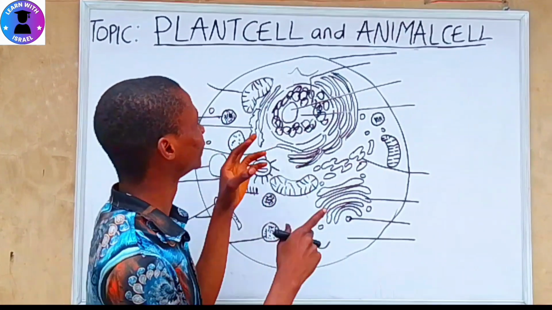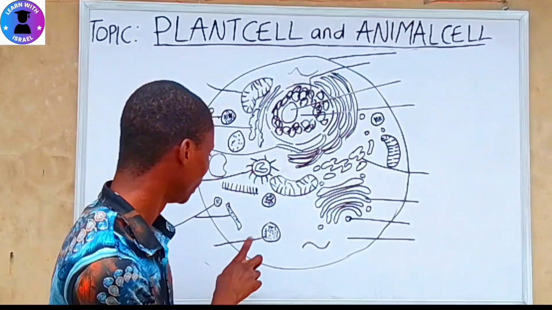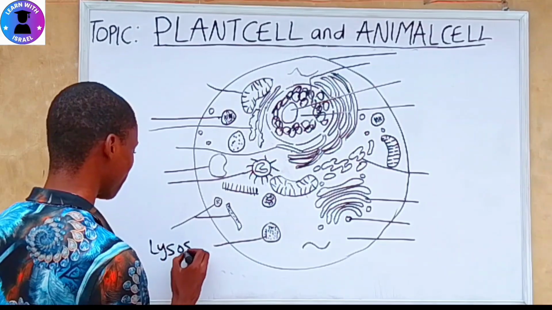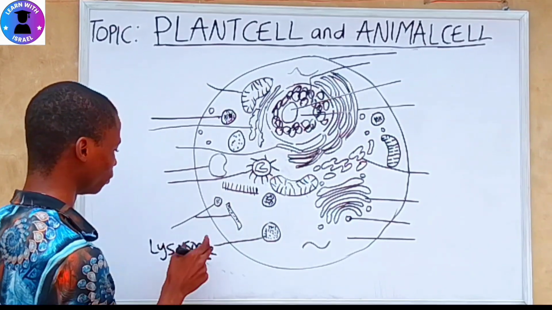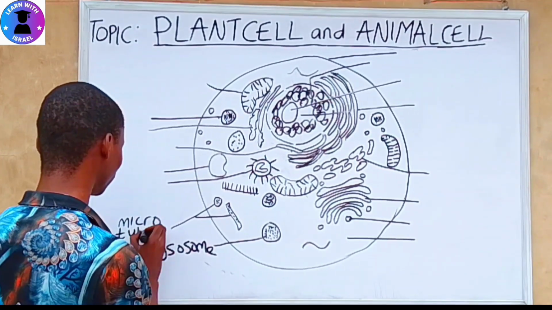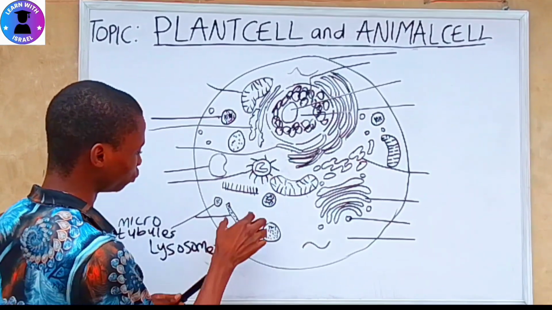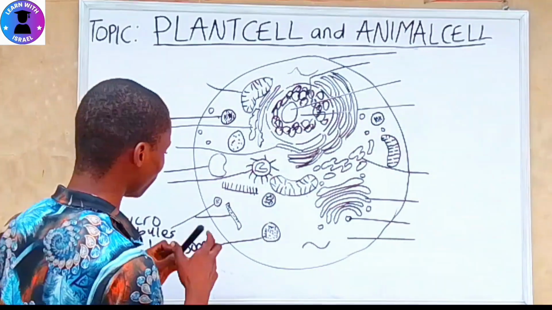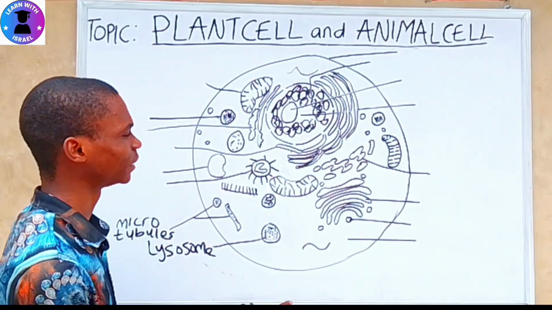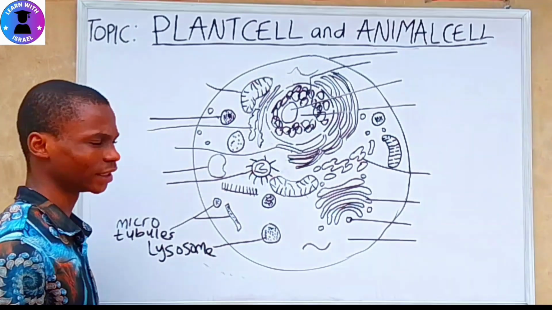So guys, this is the diagram for animal cell. Let's label it together. Let's start from here. This is the lysosome, and this is the microtubule. These two are microtubules. The function of lysosome is to digest waste and worn out cells in animal cell.